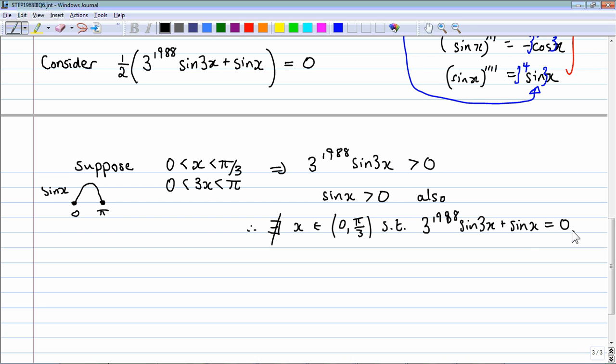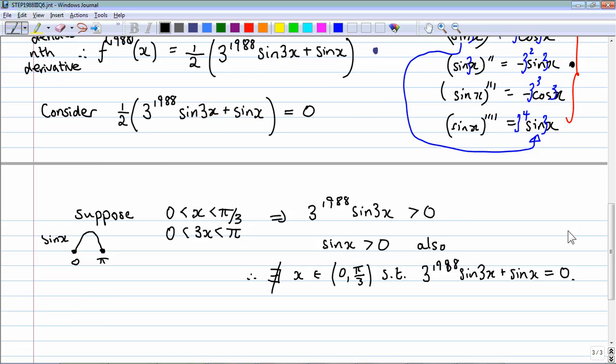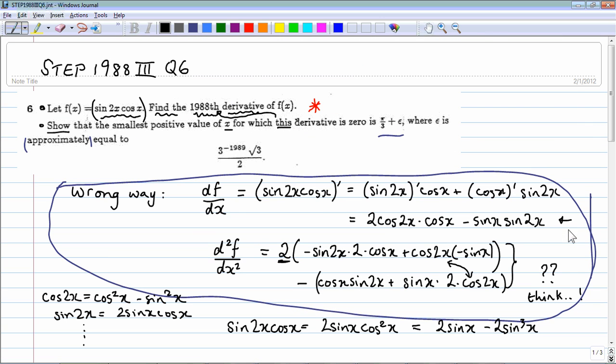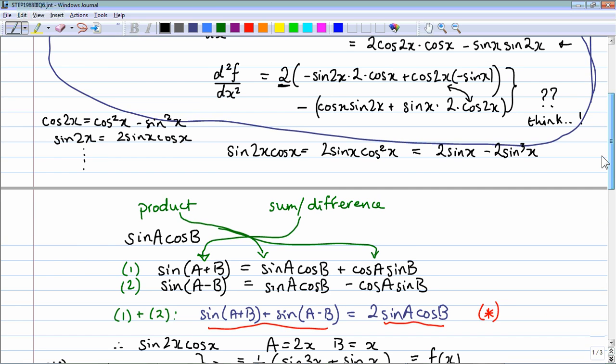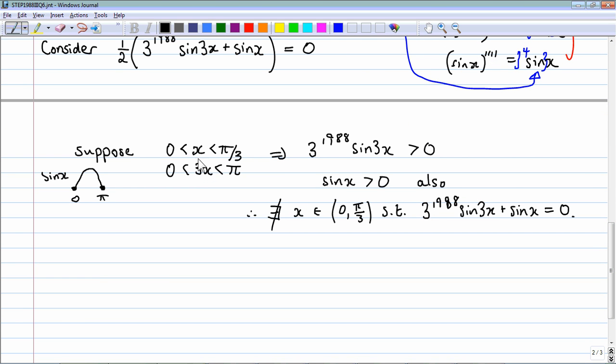Okay, so that was a preparatory step, because they give you a clue in the question in case it's not obvious. They tell you that we're looking for a number which is a bit more than pi over 3, and we're trying to solve the problem of the smallest positive value of x for which this derivative is 0. So from that you can see that they're suggesting that the answer we're looking for is more than pi over 3. So we need to justify why the number we're looking for is more than pi over 3, and this is our justification here.